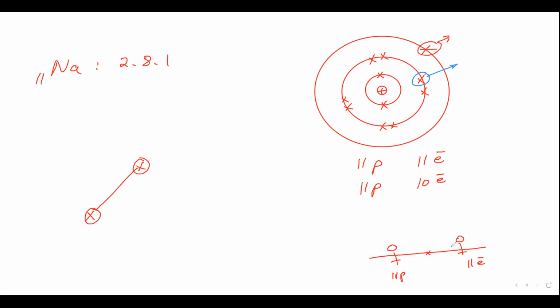But when one of these team members leaves and you have 10 persons instead of 11, and here we have the same 11 protons, which are the same number of persons in the team, they can pull these 10 electrons more. They can pull them towards themselves because they are stronger. Their number is greater. So they can pull these 10 electrons more than the 11 electrons at the beginning.